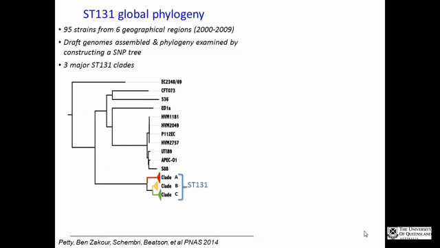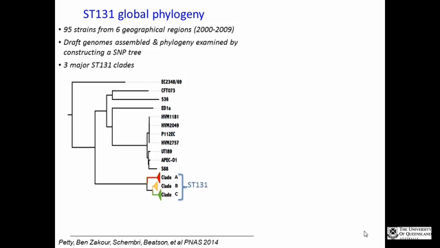Just recently we've completed a global phylogeny study of E. coli ST131 together with Scott Beatson and members of his group, and we published that in PNAS earlier this year. In this study, we took 95 strains of E. coli ST131 from 6 different geographical regions, spanning 2000 to 2009. We generated a draft genome sequence of these strains, assembled them, and looked at the phylogeny by constructing a SNP tree.